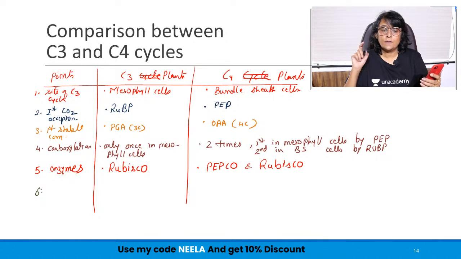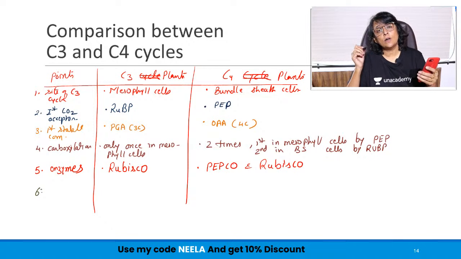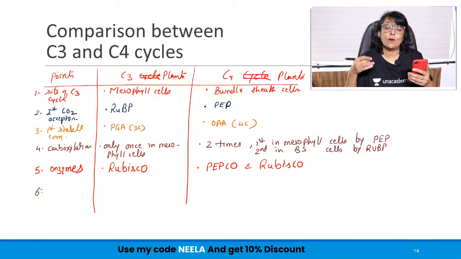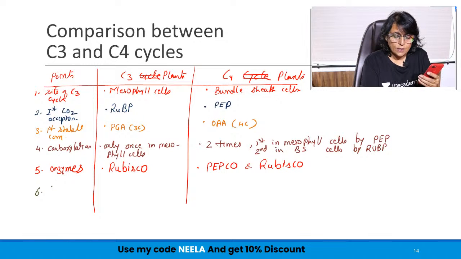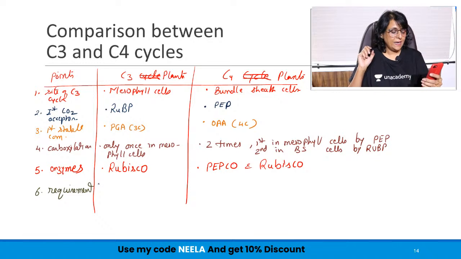Now let us talk about how much NADP or how many molecules of NADPH2 and ATPs are required for glucose synthesis. So requirement. How many ATPs?